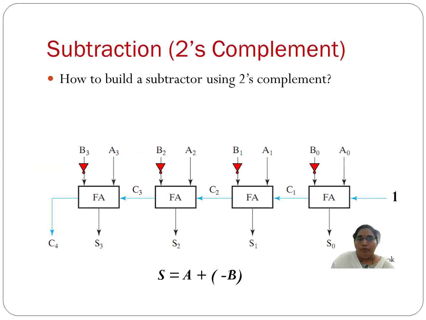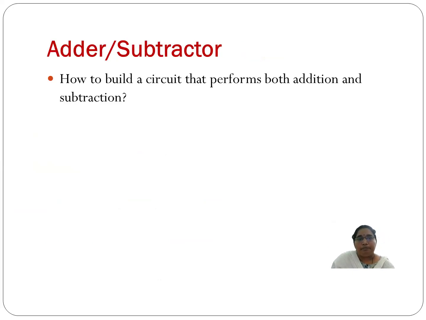So in the same circuit, just by giving the second input B through the inverters, that is 1's complement plus 1, we get the 2's complement representation of B, that is minus B. A is added to it. So A minus B is simply achieved by using the same ripple carry adder circuit. We can use the same circuit for addition as well as subtraction in this way.